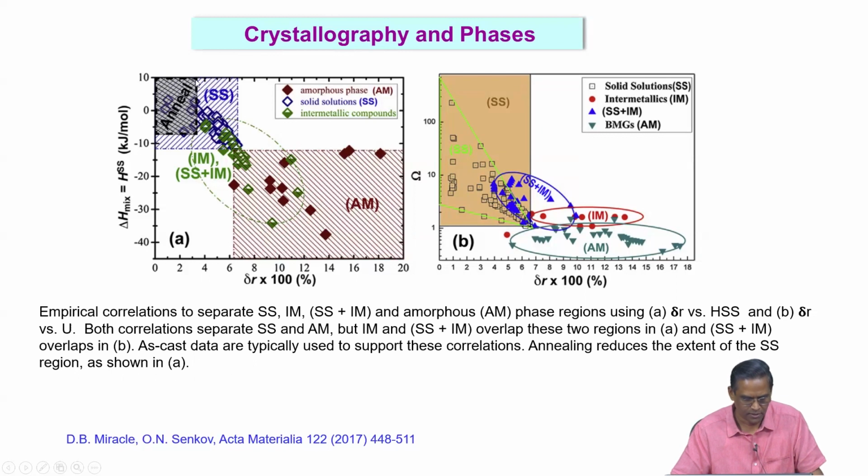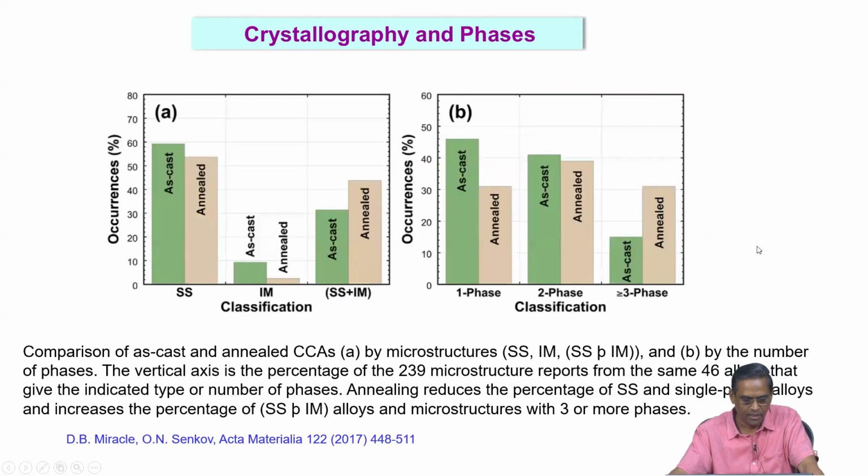Another important point is most of these alloys, compositionally complex alloys or high entropy alloys, are studied in the as-cast and annealed conditions, and in those conditions, how the distribution happens. For example, if you take a solid solution, after annealing it reduces, it has some effect on the volume fraction. As-cast has a significant effect in an intermetallic, and in a mixture it is the opposite effect. You see that as-cast and annealed have different occurrence percentages, and then similarly you can relate that with single phase, two phase and three phase.